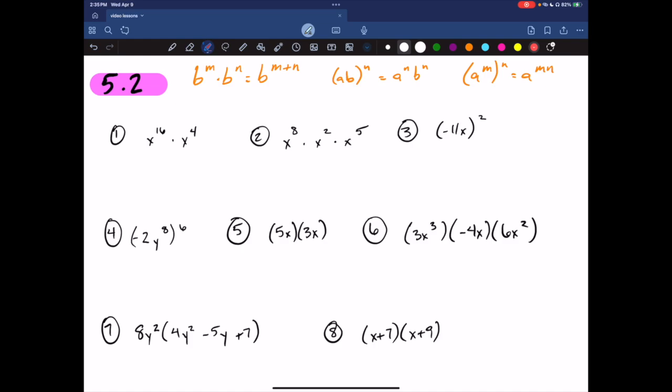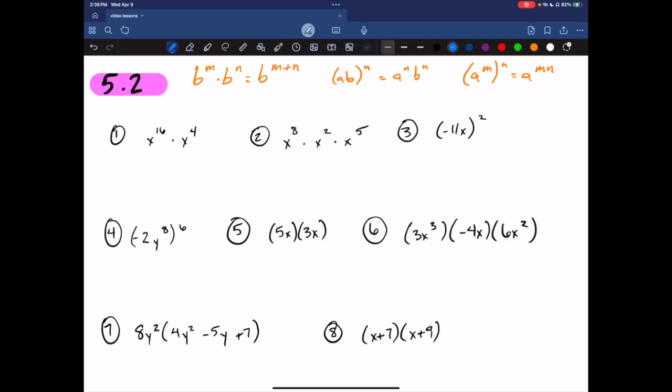The first thing that we want to talk about is our properties listed here at the top. When you multiply like bases, you're going to add your exponents. When you have a product raised to a power, you're going to distribute that power through and give it to both terms. And when you raise a power to a power, you're going to multiply those powers. So a to the m to the n is going to be a to the m times n. All right, let's get started.